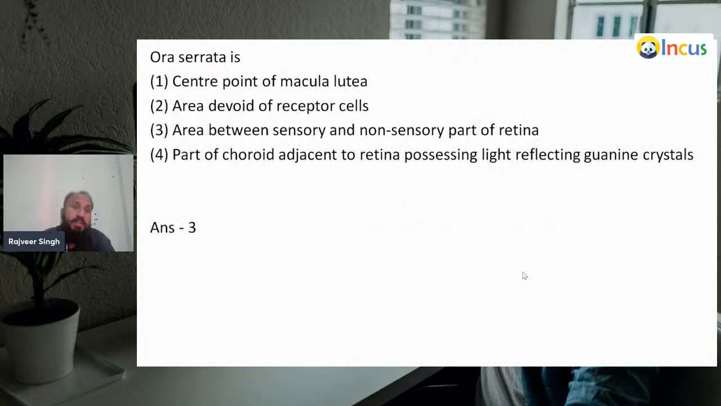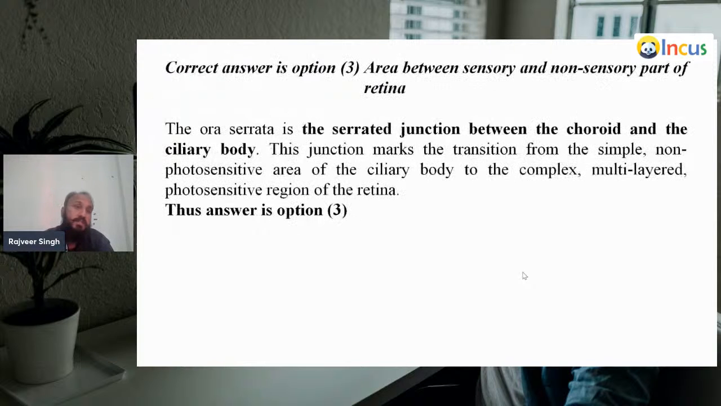Okay, now the next one. Ora serrata: center point of macula lutea devoid of receptor cells; area between sensory and non-sensory parts of retina; parts of choroid adjacent to retina possessing light reflecting guanine crystal. Answer will be third: area between sensory and non-sensory part of the retina.